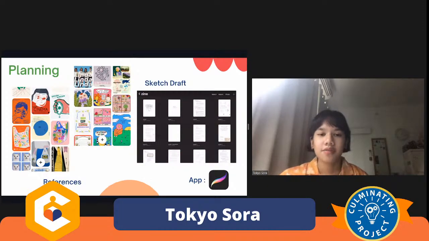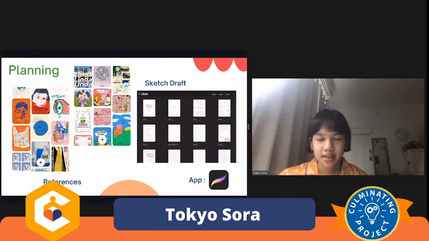Once I had finished all of the research, I started to plan my product. I made a Pinterest mood board to collect all of my references and inspirations for my zine layout so I can get a better imagination of how I want my zine to look. And then I projected them into the digital drawing app Procreate to begin making the sketch draft.